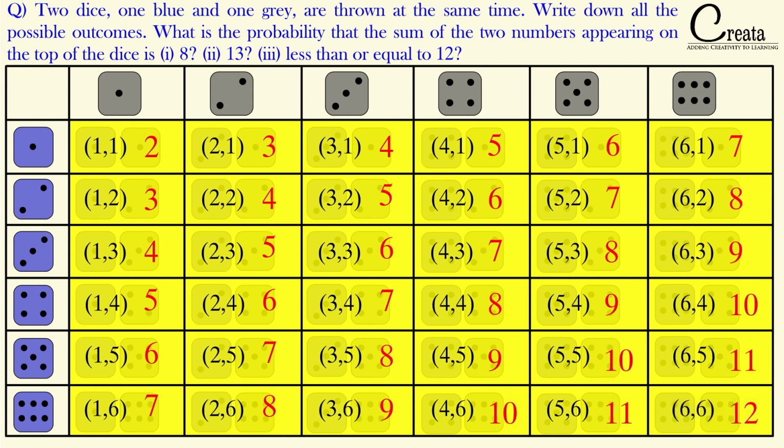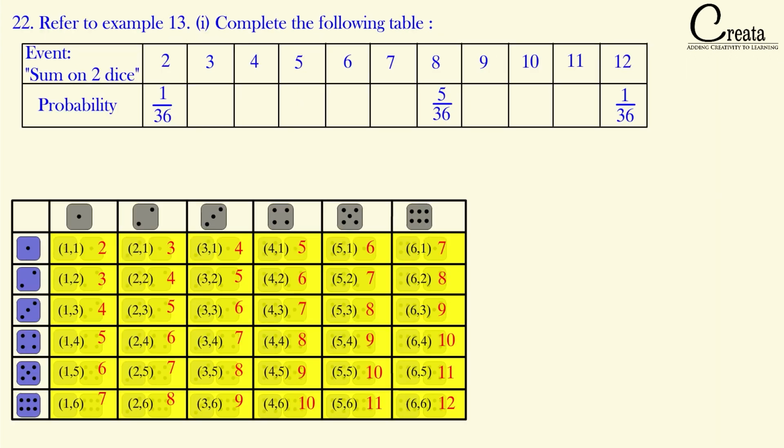And the minimum that we can get on rolling the die is 1 on each die. So the minimum addition is 1 plus 1, that is 2. So we got the addition from number 2 to number 12. And coming back to this question, we have to fill the table.